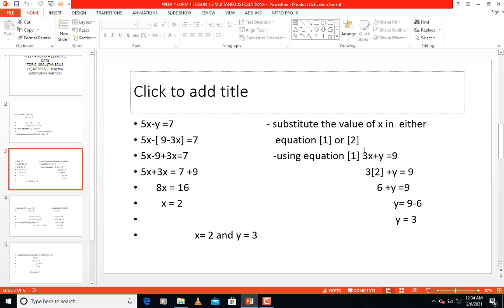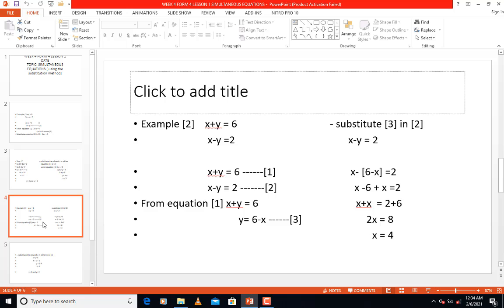So here I managed to choose 3x plus y. Then you substitute the value of x here. Where there is x, I put 2. Then plus y is equals to 9. So 6 plus y is equals to 9. So grouping like terms, y is equals to 9 minus 6. So y is equals to 3. So you conclude by saying now x is equals to 2 and y is equals to 3. So that's how we use the method of substitution.